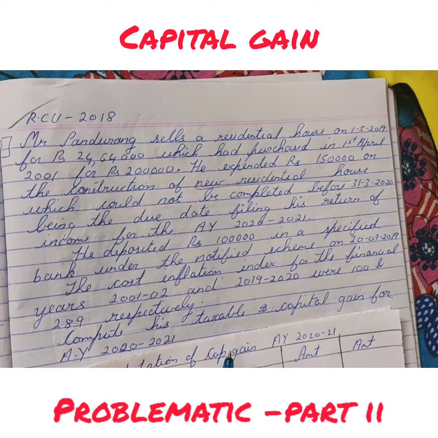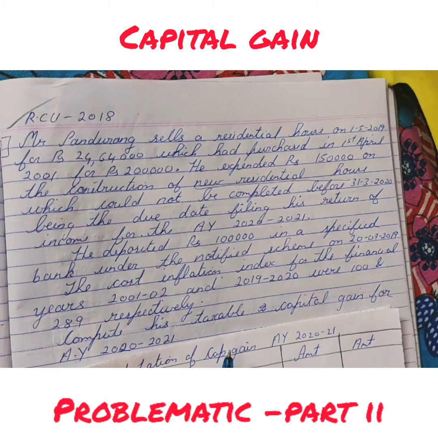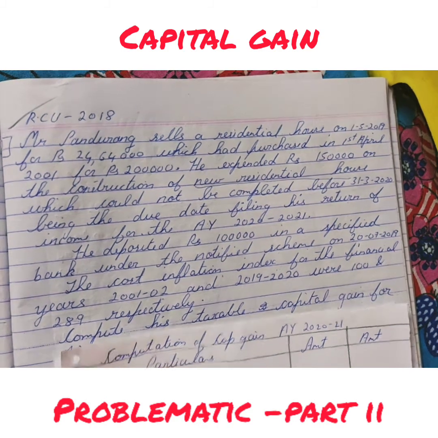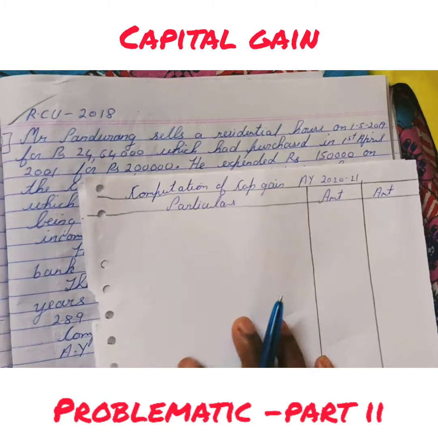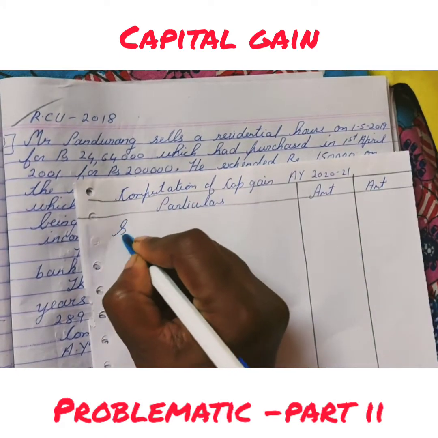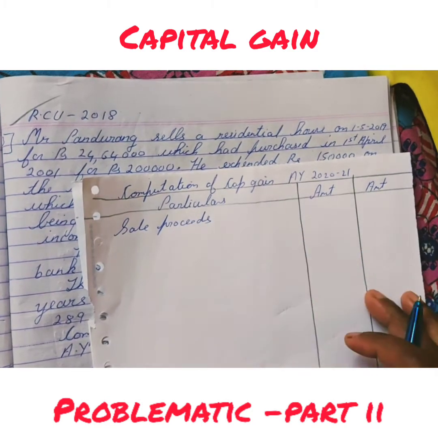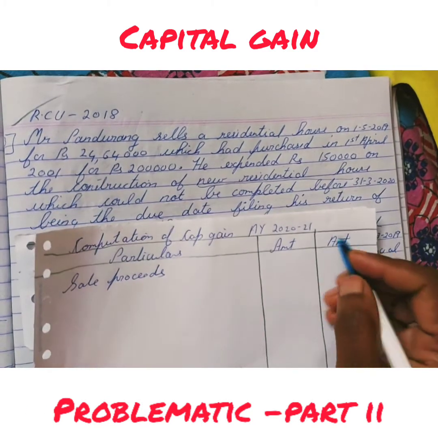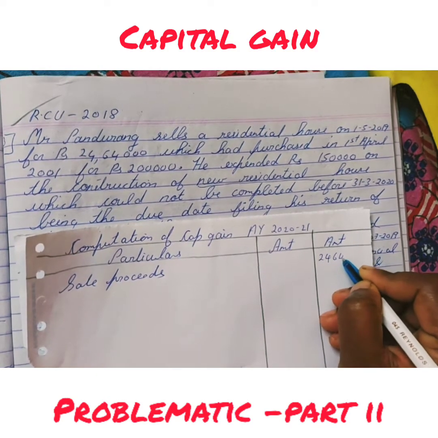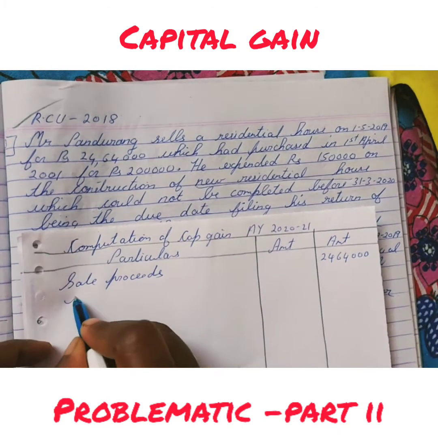Sales is given, purchase price is given, the amount spent on the construction of the new house is given, the completion date is given, and the deposit of money in a specified scheme of the bank is given. All this information is given. Other than that, nothing is there in the problem. So one by one I'll start. First is sale proceeds. A problem always starts with sale proceeds. So sale proceeds is 24,64,000.